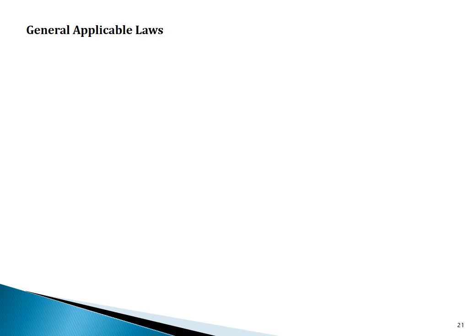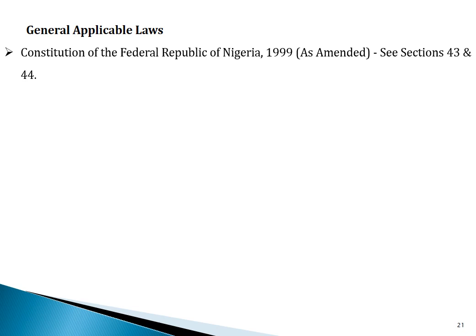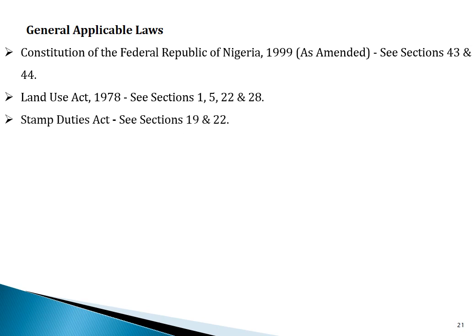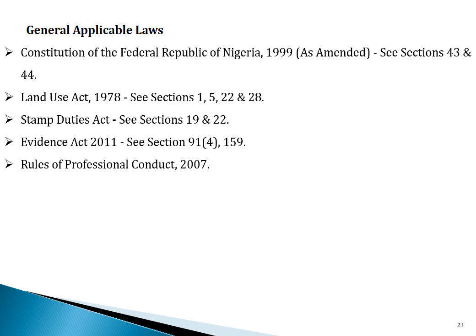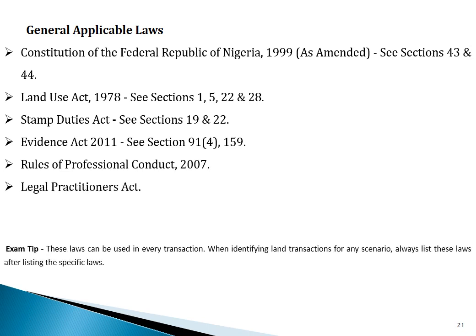General applicable laws are Constitution of the Federal Republic of Nigeria 1999 as amended, sections 43 and 44, Land Use Act 1970, sections 15, 22 and 28, Stamp Duties Act, see sections 19 and 22, Evidence Act 2011, sections 91 to 94 and section 159, Rules of Professional Conduct 2007, Legal Practitioners Act.